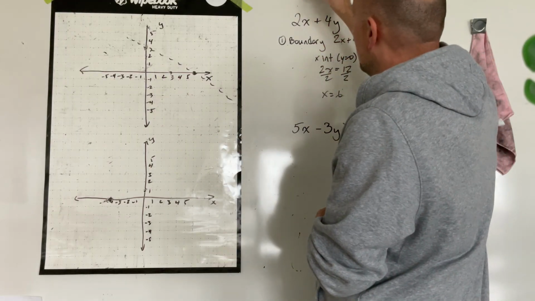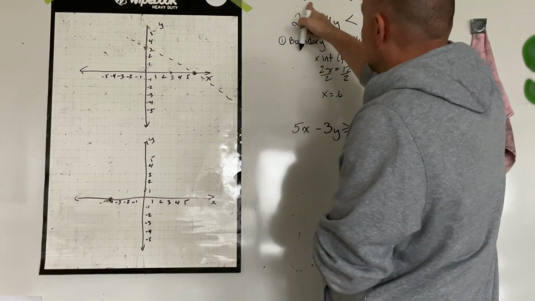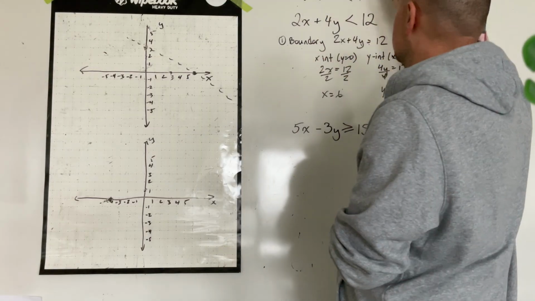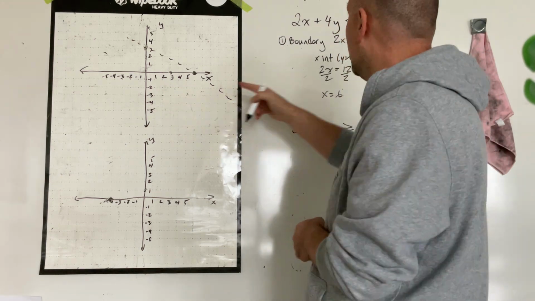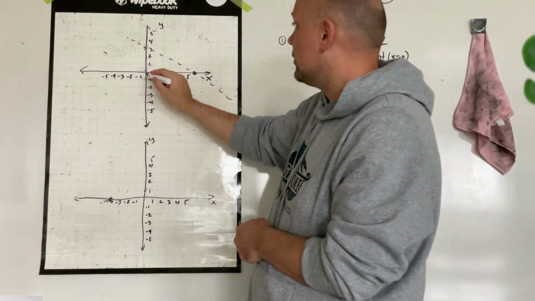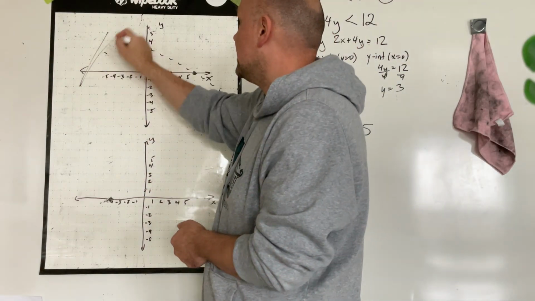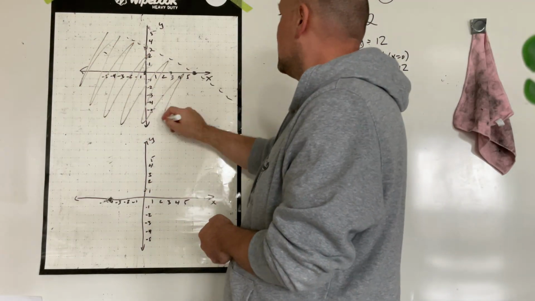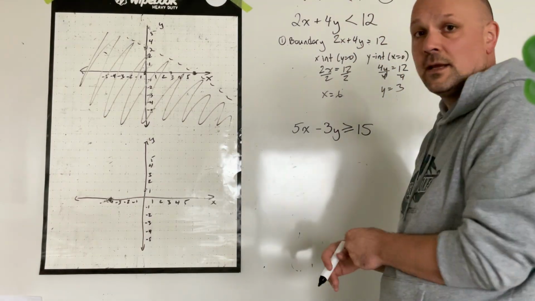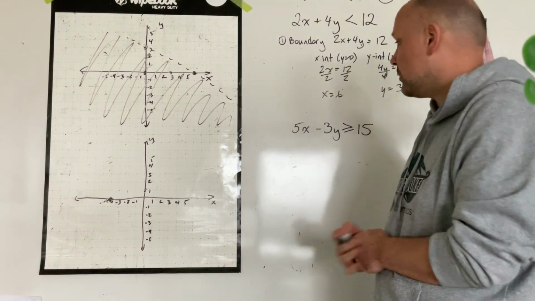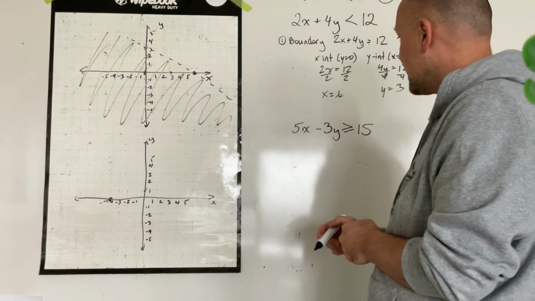So if I test 0, 0, I get 0 plus 0 less than 12. Is 0 less than 12? Yes. That means that 0, 0 should be in the region that's shaded. So I'm going to shade everything down here. And that's it. If 0, 0 wasn't part of it, then I wouldn't shade that part, I would shade the other part. All right, let's look at the second one.